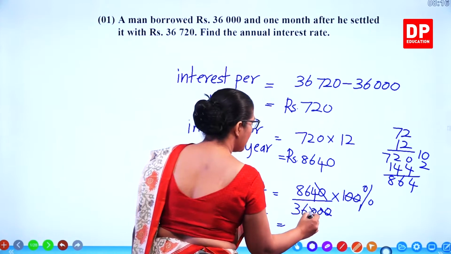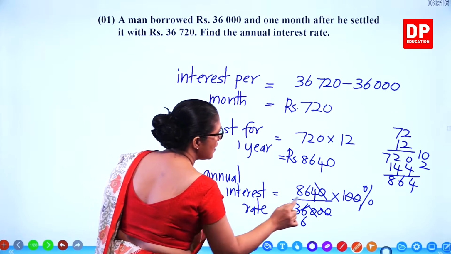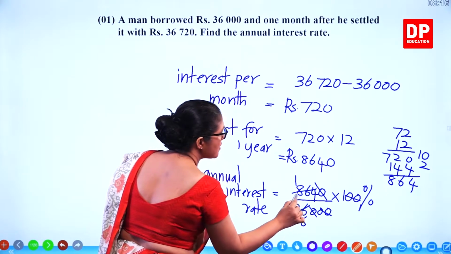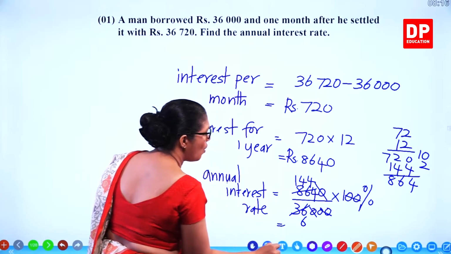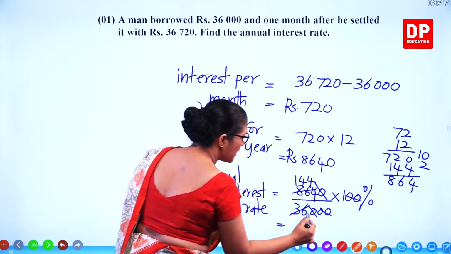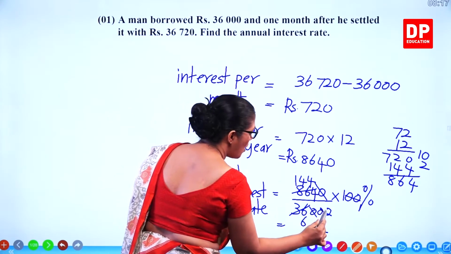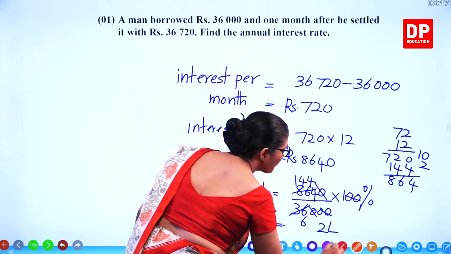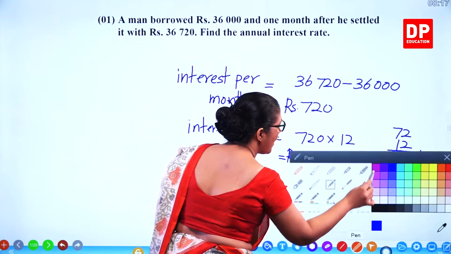We can divide by 6 first. If you can't see, you can just divide by 6. 864 divided by 6 gives 144, and 36 divided by 6 is 6, so 144 over 6. Now it's easy to divide by 6. 6 times 2 is 12, and for 24, that's 6 times 4. So 24% is the annual rate. So you get 2 marks for that.